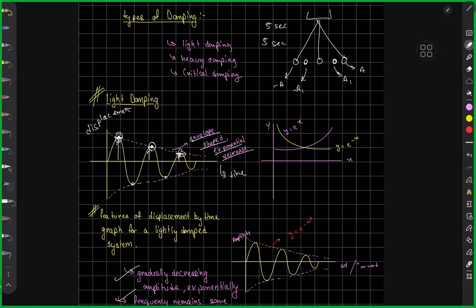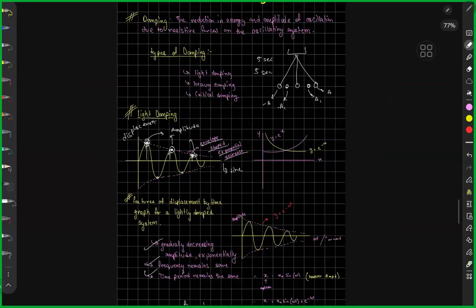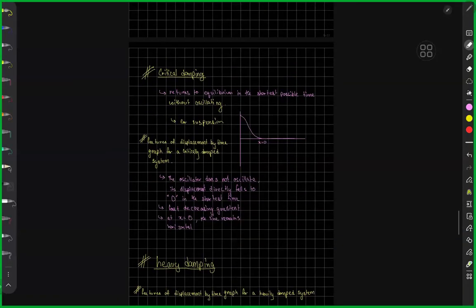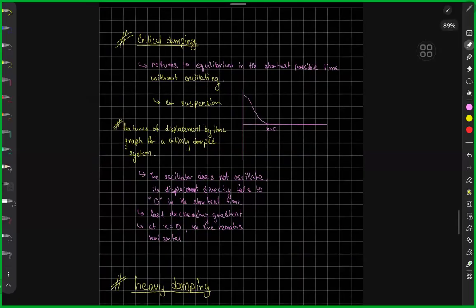You see the amplitudes in a displacement versus time graph, right? So I'm simply marking these as the amplitudes. That's it. Okay, right? So basically, any other question? No. Okay. So now the next thing is critical damping.